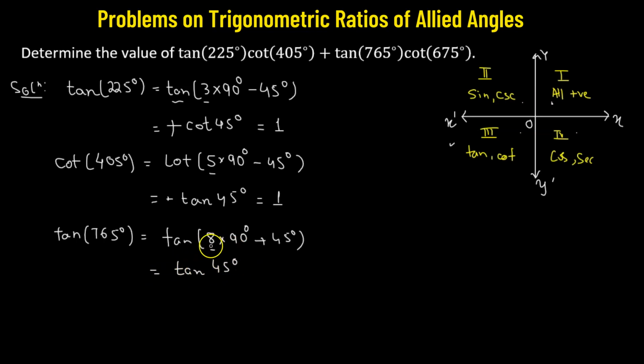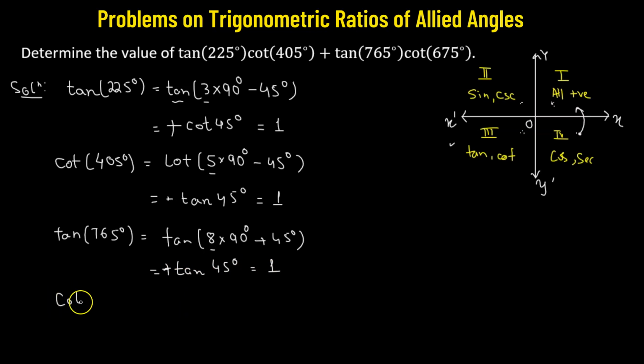Now we'll check in which quadrant it lies. So 8 means we are back in the 4th quadrant. We can check it out. We have 1, 2, 3, 4, 5, 6, 7, 8. So we're back in the 4th quadrant, and we are also adding an angle of 45 degrees to it, which will take us to the 1st quadrant. So that means in the 1st quadrant, every trigonometric function is positive. We have positive tangent of 45 degrees corresponding to a value of 1.